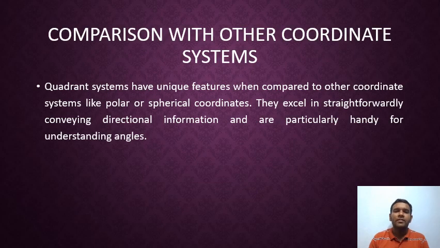And let us compare this with other coordinate systems. What is something special in the quadrant system as compared to the other coordinate systems? Quadrant systems have unique features when compared to other coordinate systems like polar or spherical coordinates. They excel in straightforwardly conveying directional information, and they are particularly handy for understanding angles. That is, it is very easy to understand as compared to the other coordinate systems which are defined by other mathematicians.